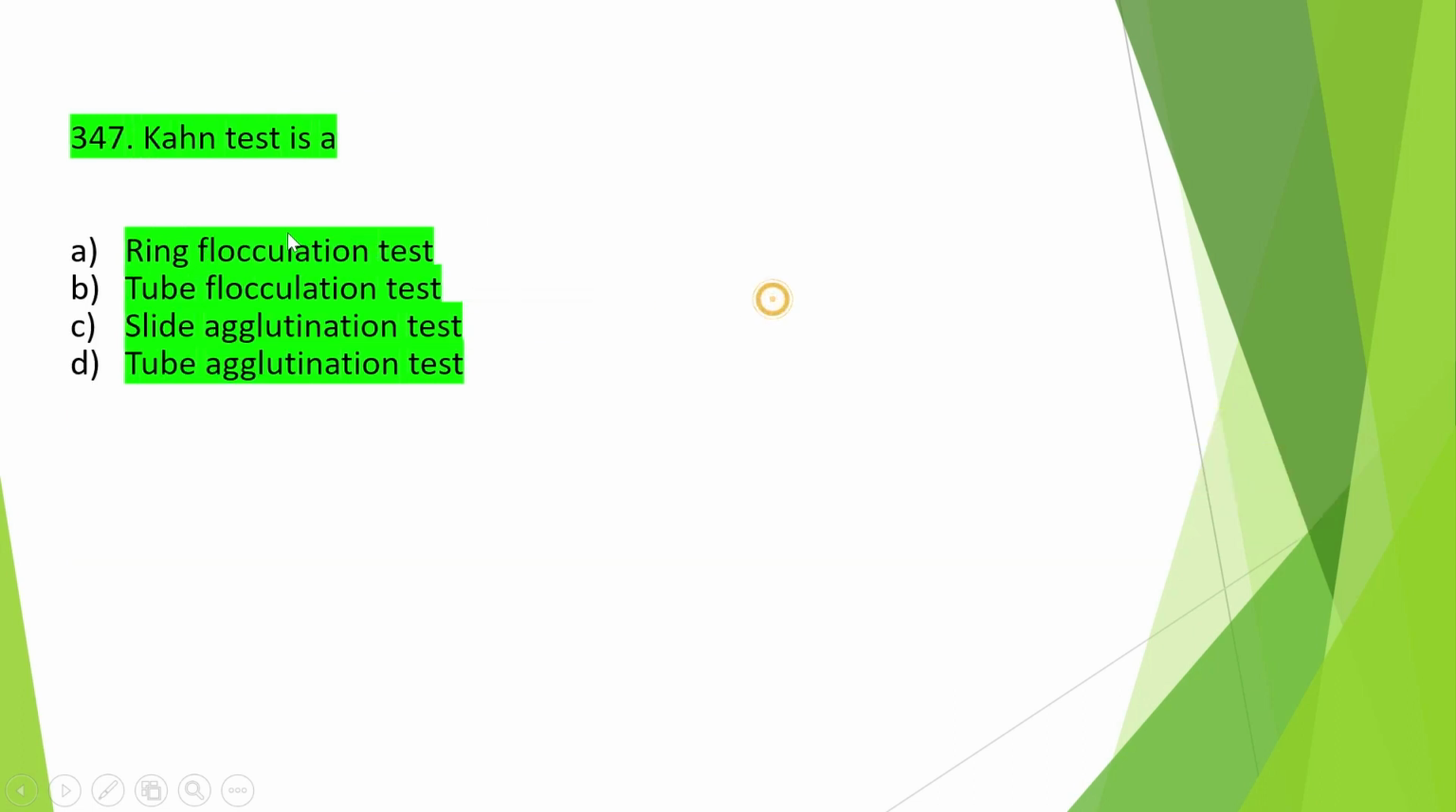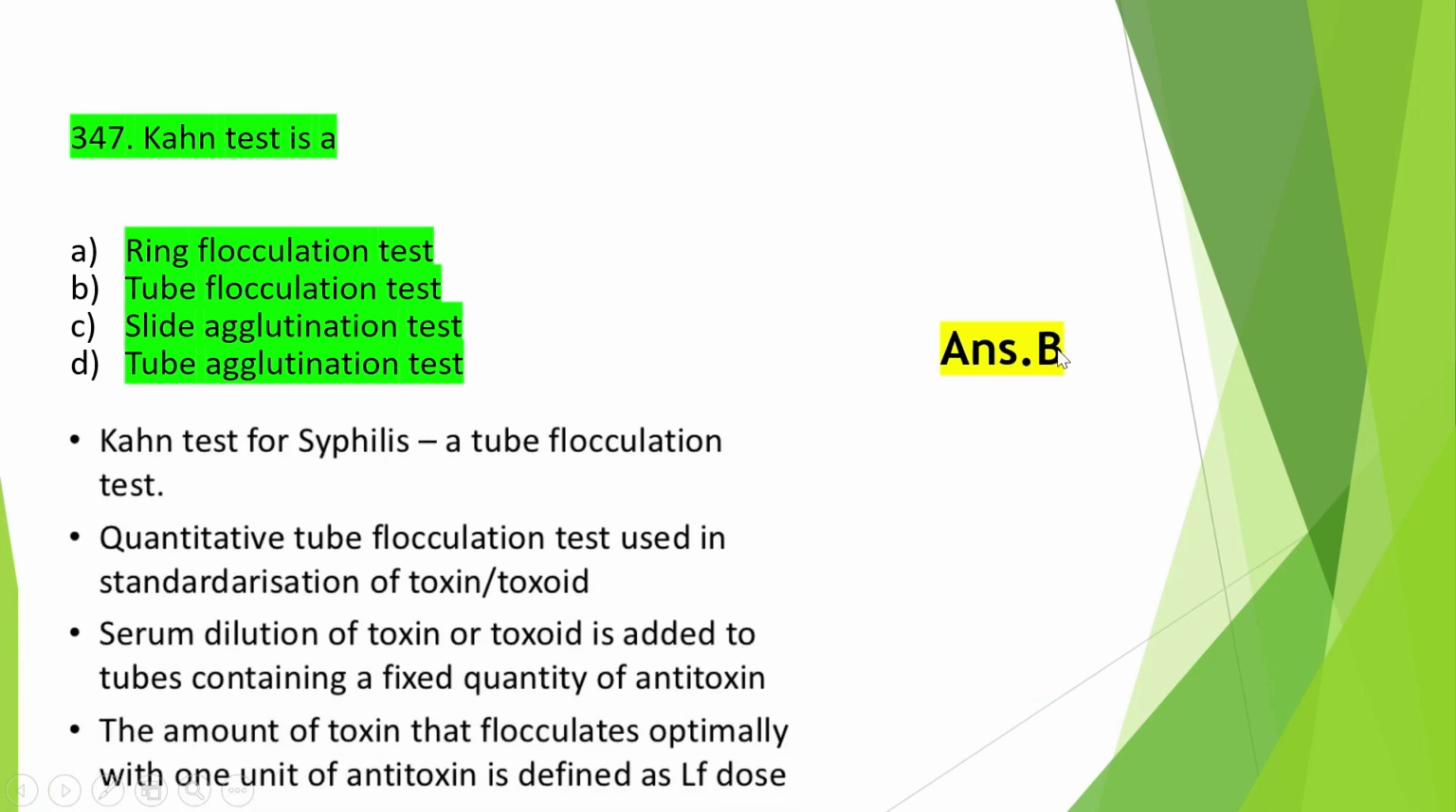So next question: the Kahn test is a ring flocculation test, tube flocculation test, slide agglutination test or tube agglutination test, and the right one is option B, that is the Kahn test is a tube flocculation test. So the Kahn test is used for syphilis disease, a tube flocculation test.